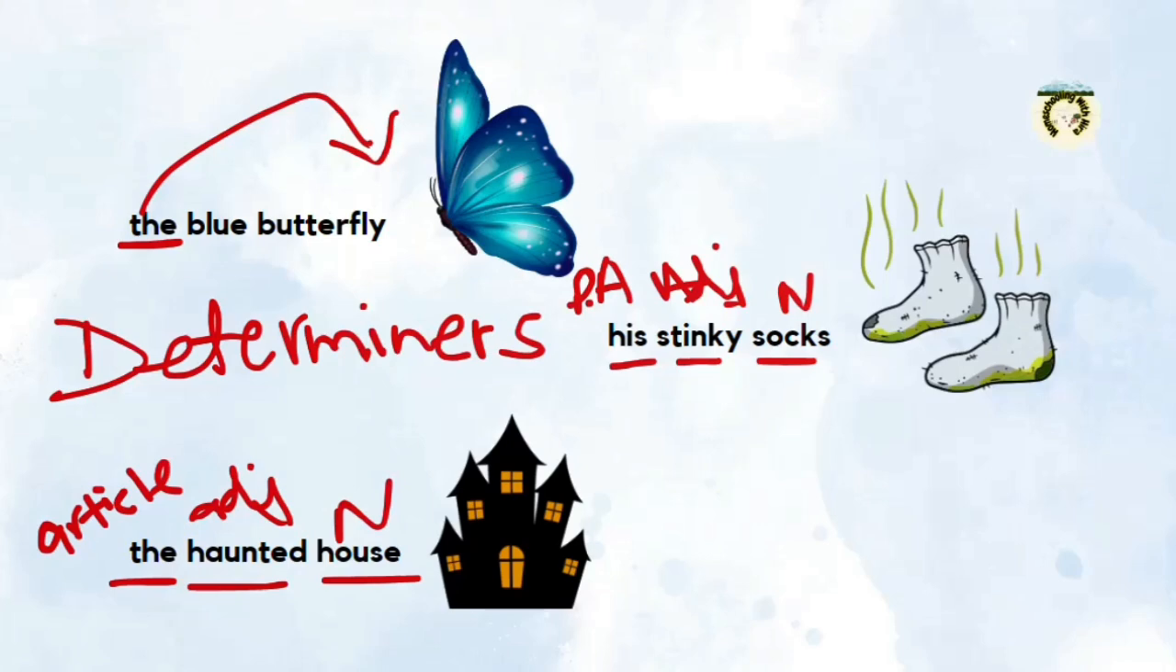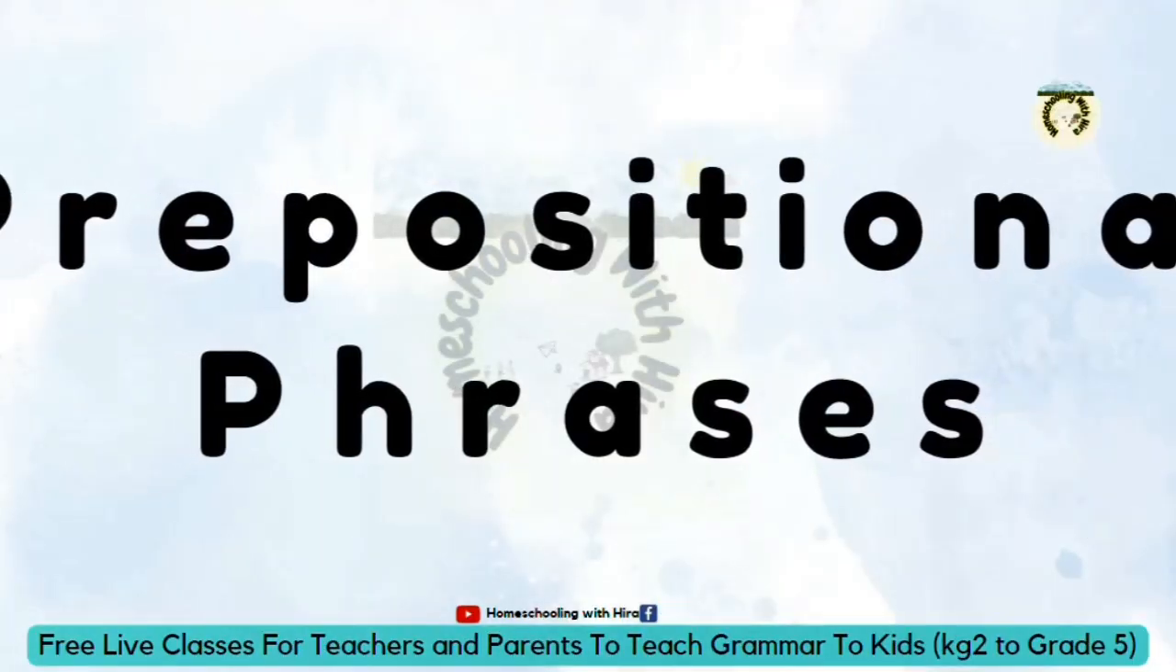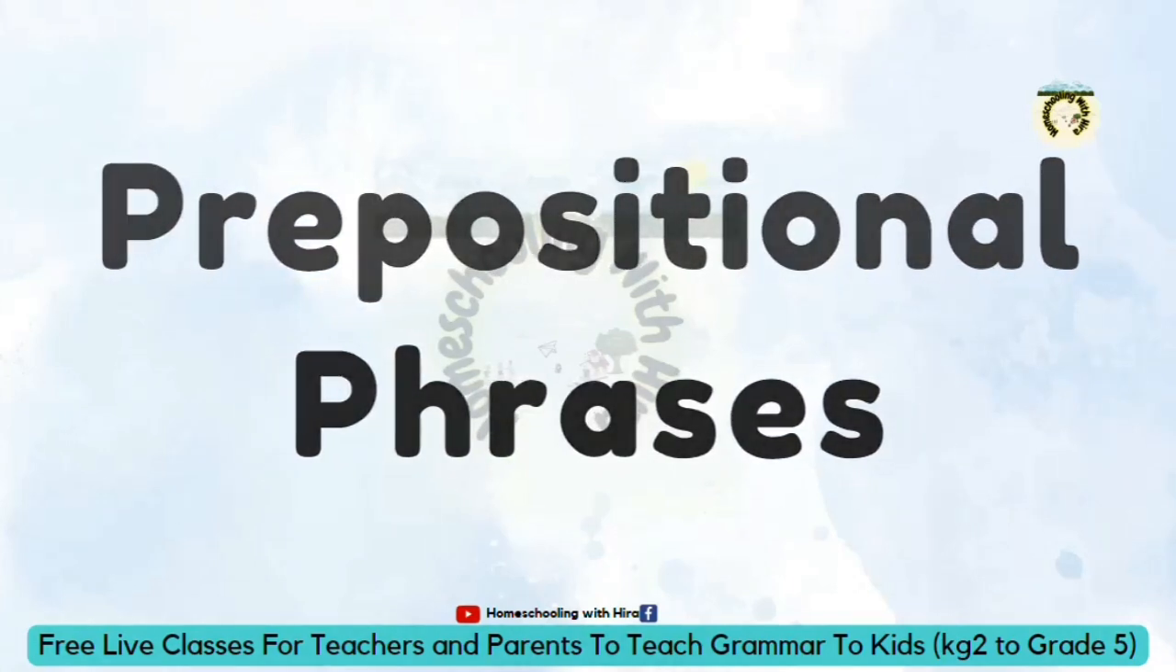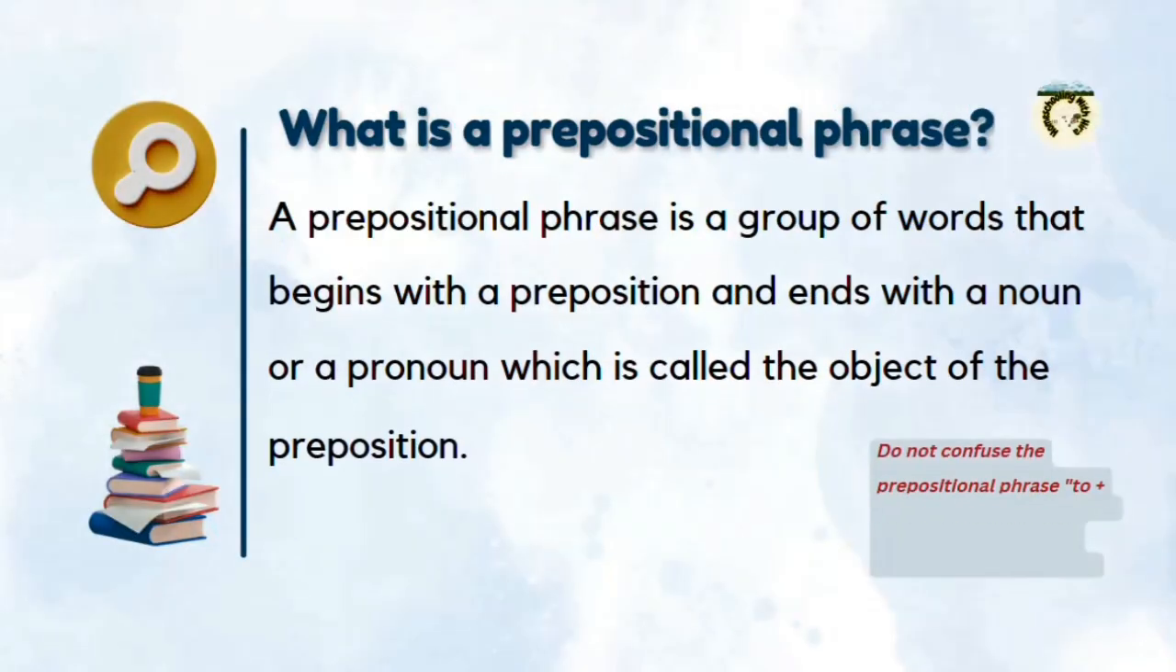You can have noun phrases in sentences. We do have noun phrases in sentences. Try to find out some of them. Now, the second type of phrases is prepositional phrases. If you understand prepositional phrases very well, you can understand adjectival and adverbial phrases as well.